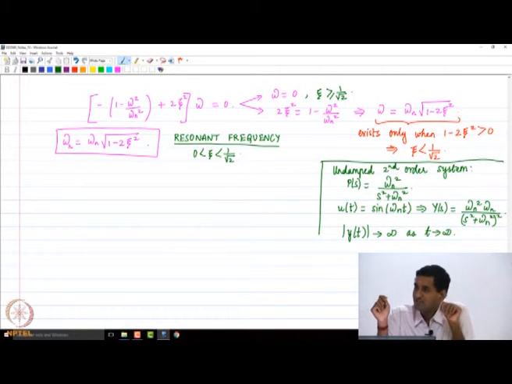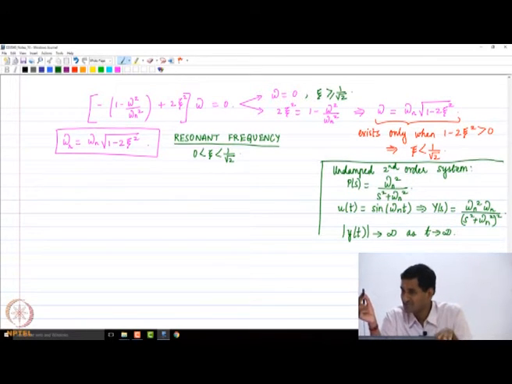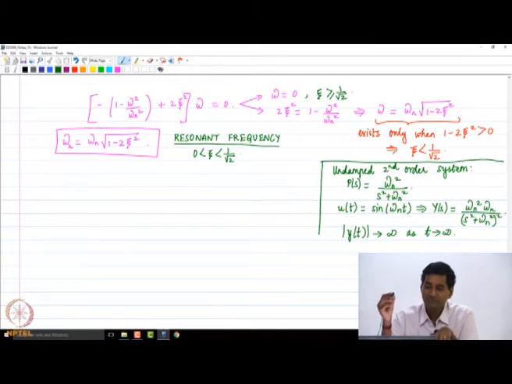What was damped natural frequency? Damped natural frequency was the frequency at which the damped second order system oscillated, when the damping ratio was between 0 and 1, in response to a step input. So we looked at omega d, if you remember.